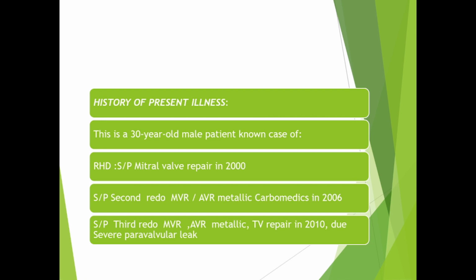As usual in our BSCC, our very chronic patient, multiple comorbidity, multiple surgery before. So he has rheumatic heart disease. Initially he had mitral valve repair in 2000, and then after 4 or 5 years, he had redo mitral valve and aortic valve replacement. And then after another 4 years, he had a third redo surgery, mitral valve replacement, aortic valve replacement, and TV repairs. There is the third surgery because of severe paravalvular leak.